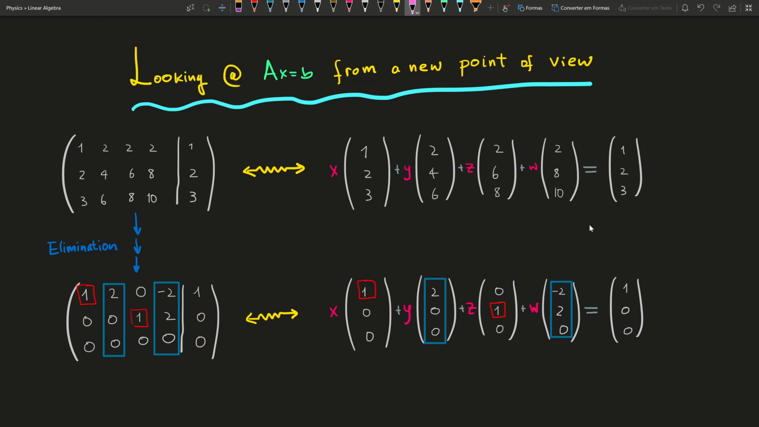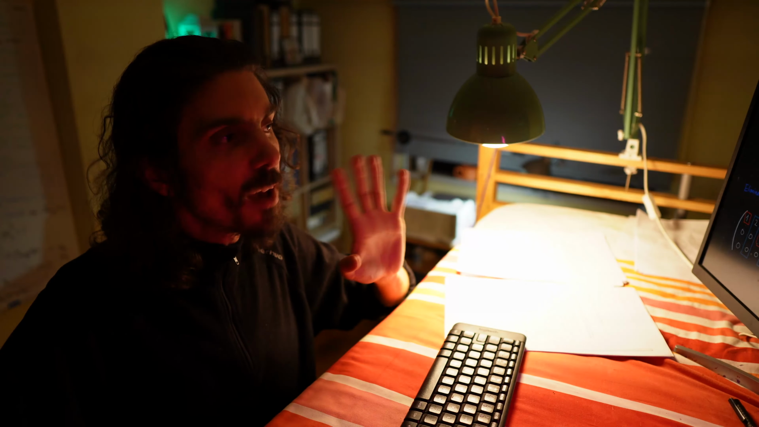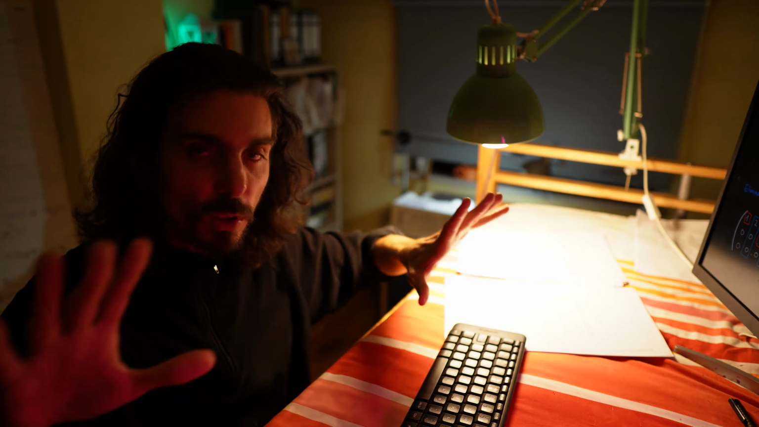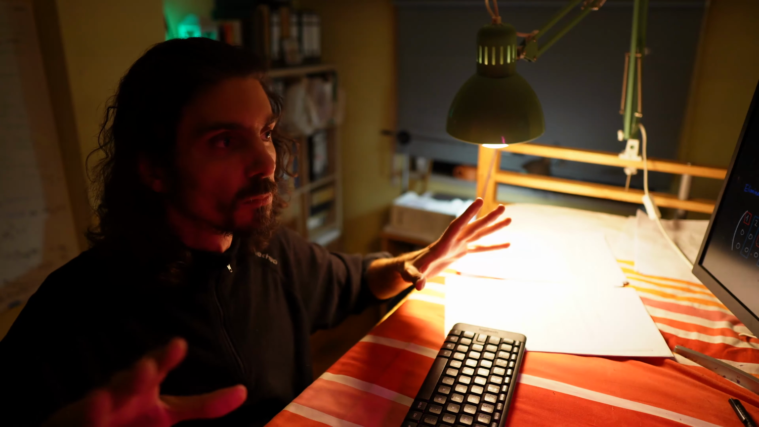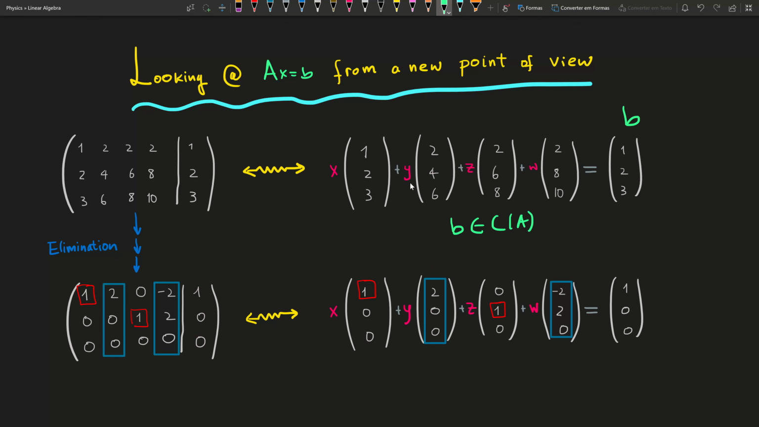In other words, what does this mean? It means that our b vector must belong to the column space of A. Remember, the column space of A is the space that results from the combination of the columns, every possible combination. So b must be inside that space so that I can find the right combination, meaning the right x, y, z, and w that creates this b here. So this is very important.